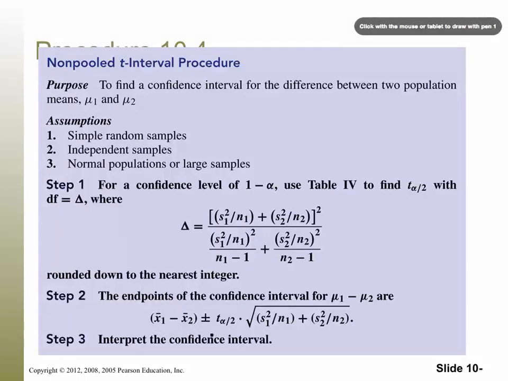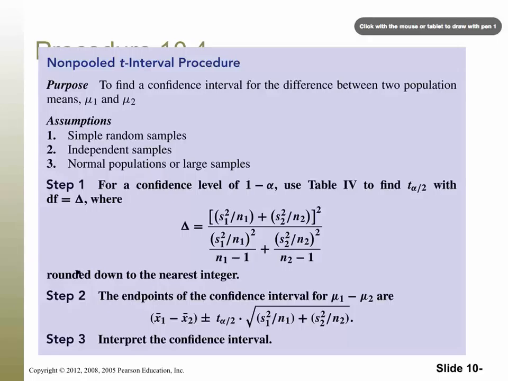And so it's going to be the difference plus or minus t times, so this is a number of standard deviations, times the standard deviation of our combined results. Okay, so this is also the same.